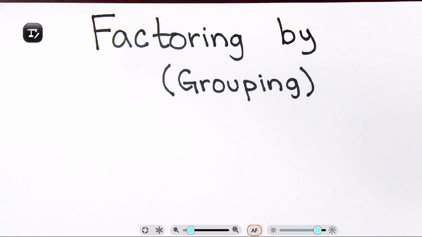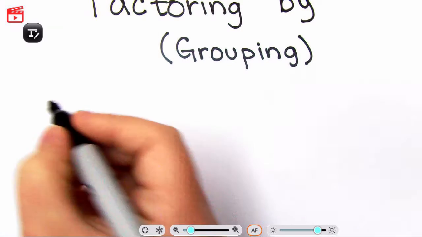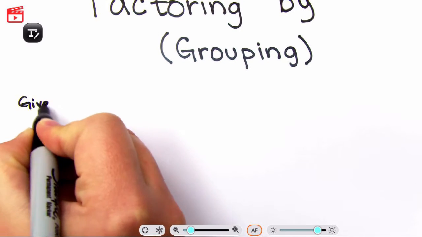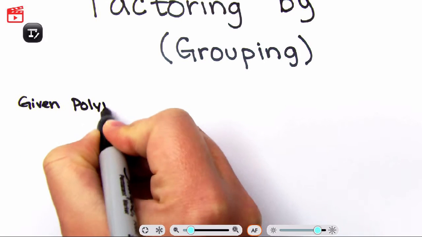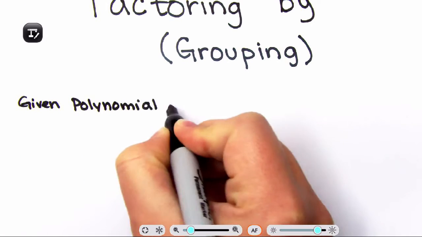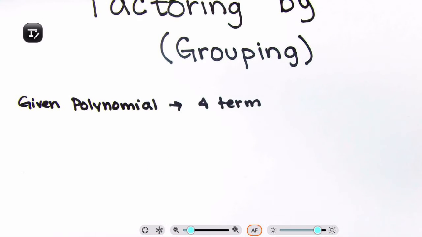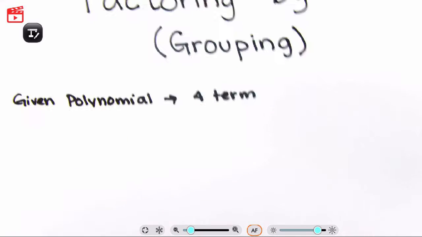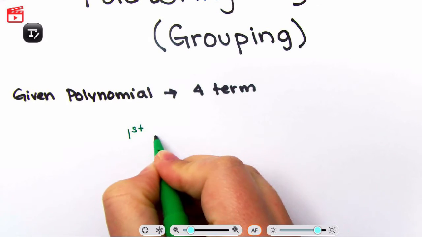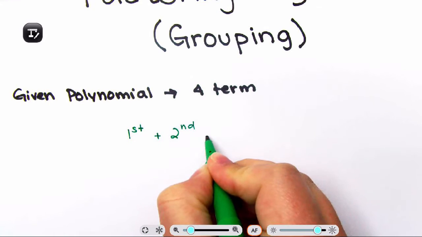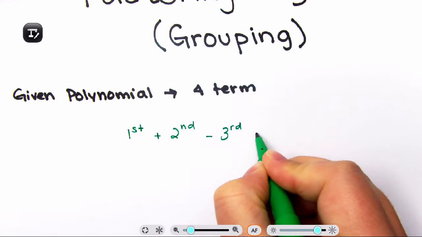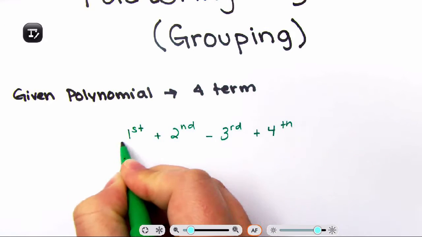So the first thing I want to go through is what we're looking for and what we're going to have. When you are given a polynomial, this one's going to have 4 terms. Now a term is something that is separated by an addition symbol or a minus or subtraction symbol. So you're going to have your first term plus your second term, minus your third term, and plus your fourth term. You're going to have something like that.